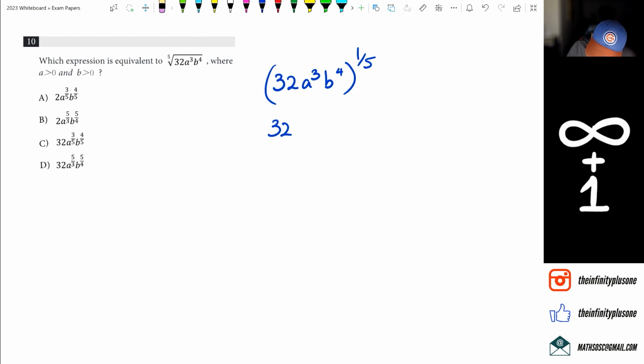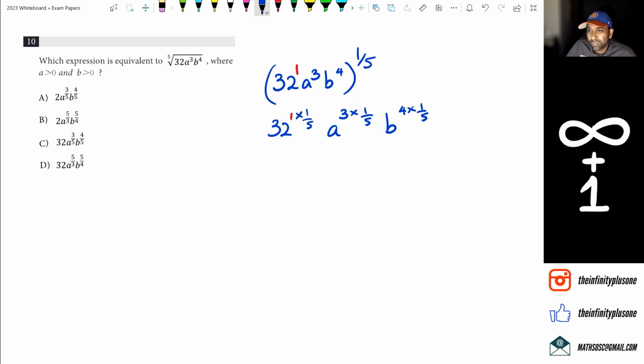Now, before I do that, I'm going to do one extra step here. Remember, 32 has a power of 1. So we've got 1 times 1/5. Then we've got a to the power of 3 times 1/5. b to the power of 4 times 1/5.